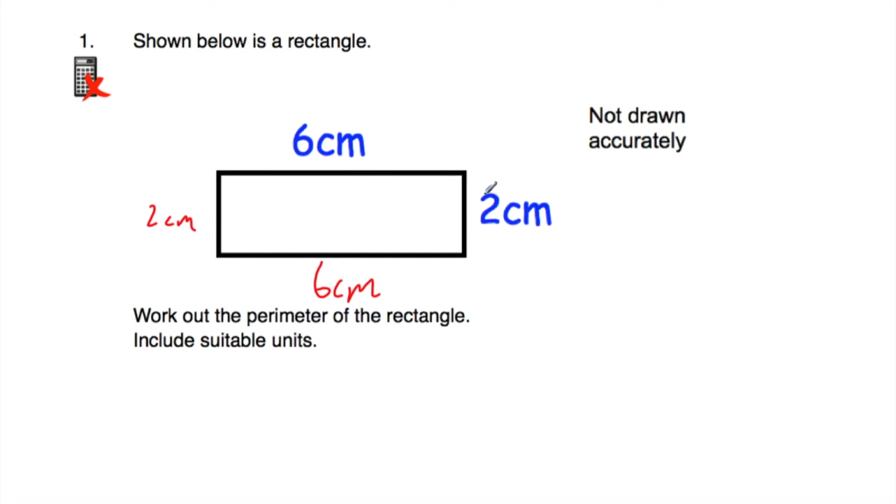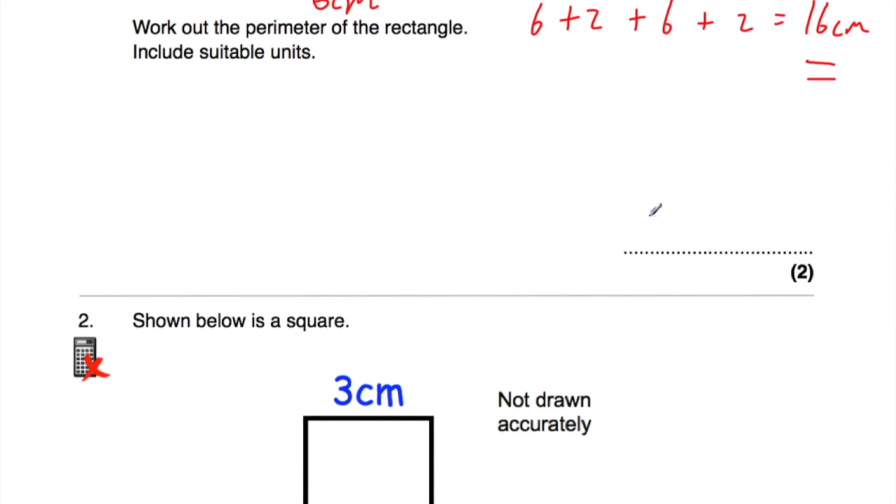So to find the perimeter of this rectangle, we just need to do 6 plus 2 plus 6 plus 2. So 6 plus 2 is equal to 8, plus 6 is equal to 14, plus 2 is equal to 16. So the perimeter of this shape would be 16 centimeters. So the perimeter of the rectangle is 16 centimeters, and the units would be centimeters, and that's it.